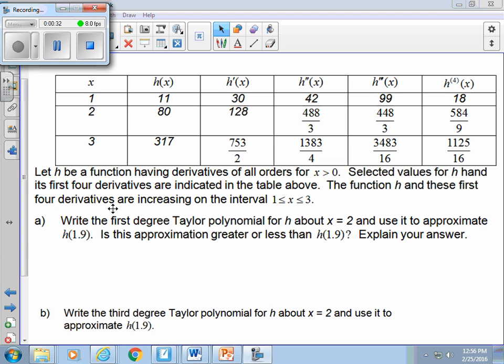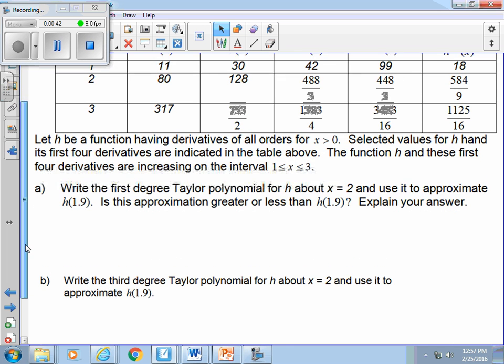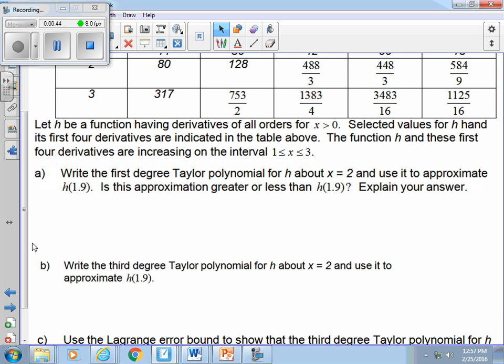Is this approximation greater or less than h of 1.9? Explain your answer. Okay, so what do I want to do first? Write the first degree Taylor polynomial. So, step 1, write the approximation.